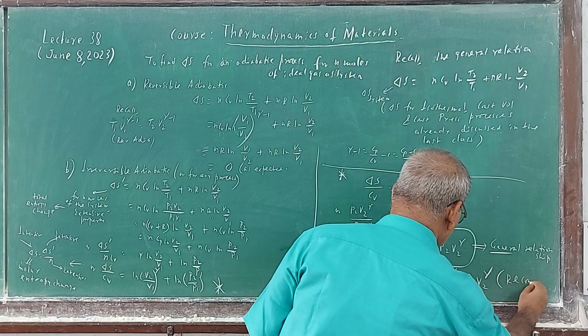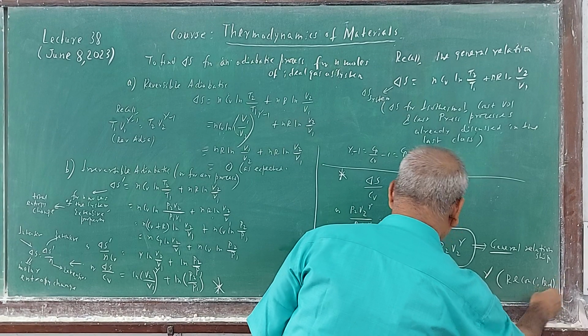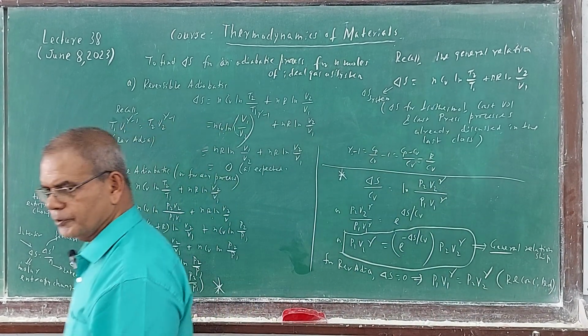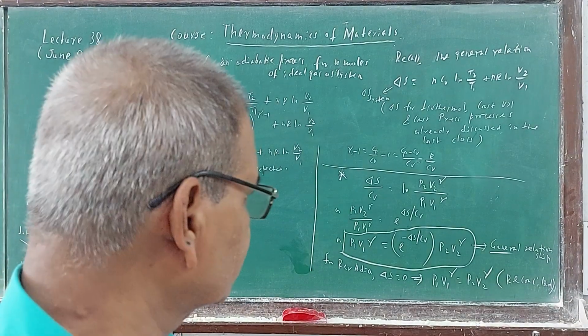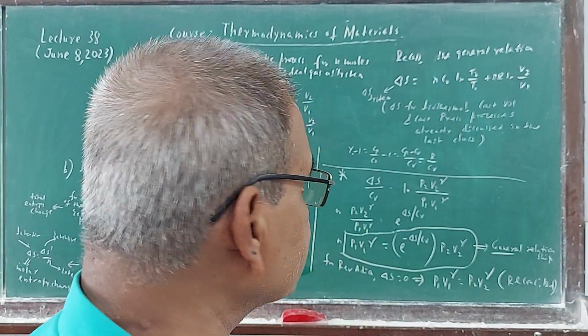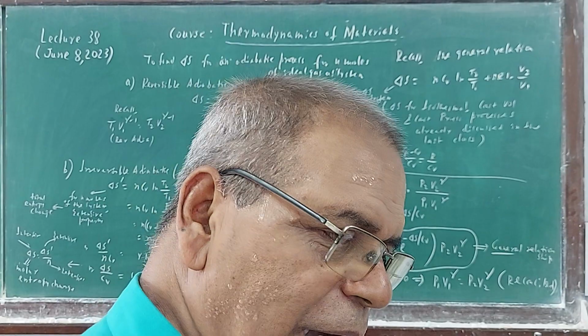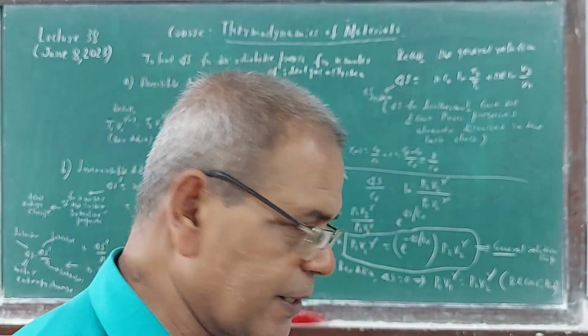Reconciled, which you know. So you are very happy. This part is over. This was pending. This is over. Last time we didn't get time. So this part is over. So all delta is for all four ideal processes with n moles of ideal gas system is all over.